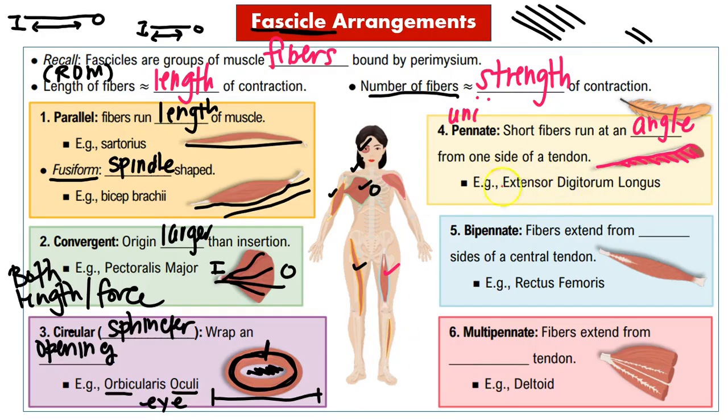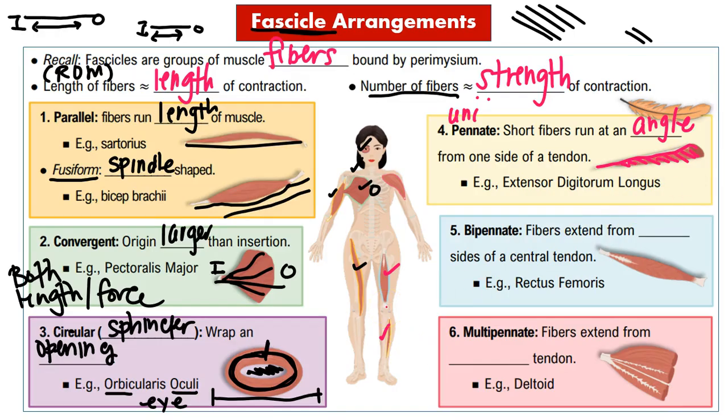As you can see from the name itself, extensor digitorum longus. Extensor means the action, so it's going to extend. Digitorum is probably digits, as you can see, is going to be the toes here. And longus means that it's very long. Okay, and this is going to be a unipinnate or pinnate type of muscle. So a lot of fibers, meaning very, very strong contraction, but again, the fiber length is very short.